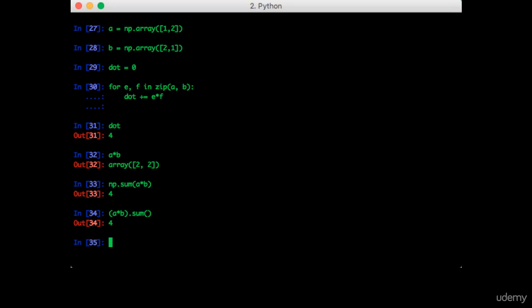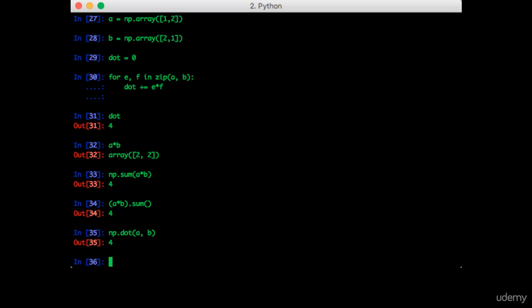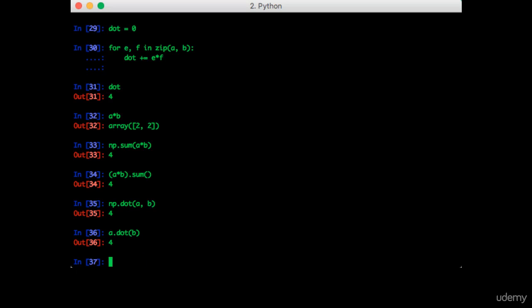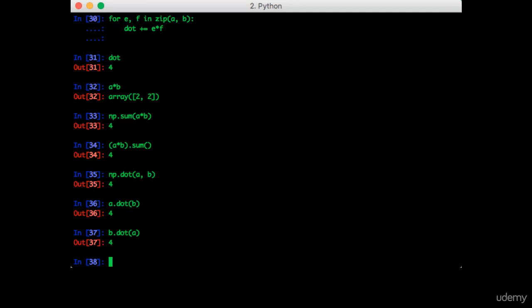Finally, while both of these methods yield the correct answer, there is a more convenient way to calculate the dot product. NumPy actually comes with the dot product function, so we can call np.dot(A, B), and that gives us the expected result. Like the sum function, the dot function is also an instance method of the NumPy array, so we can call it on the object itself. So that's A.dot(B), and we get the same answer. This is also equivalent to B.dot(A).